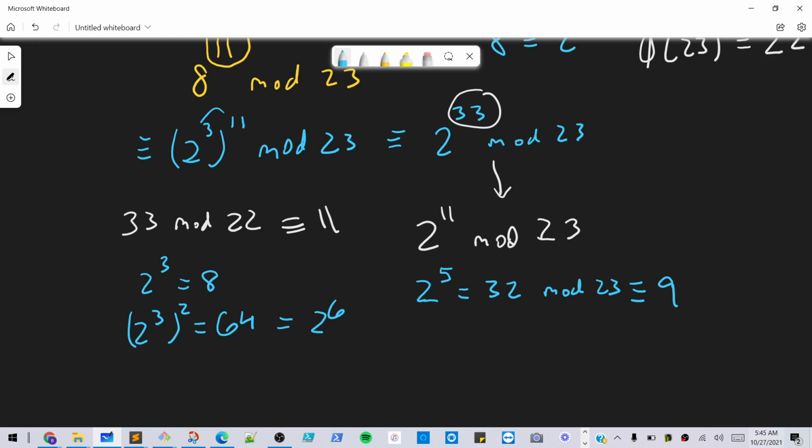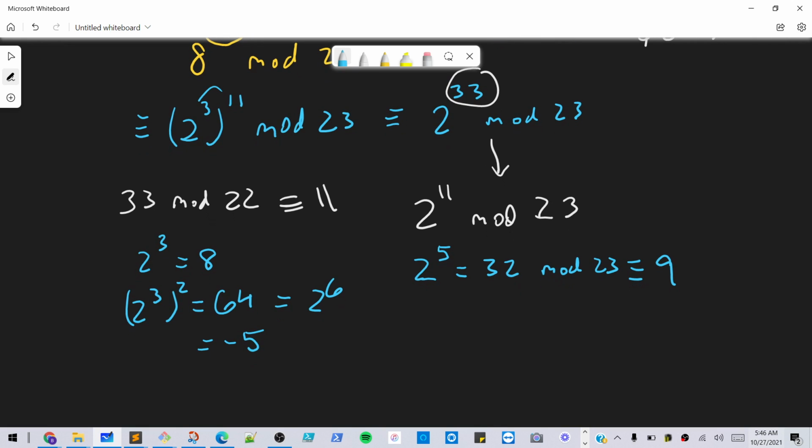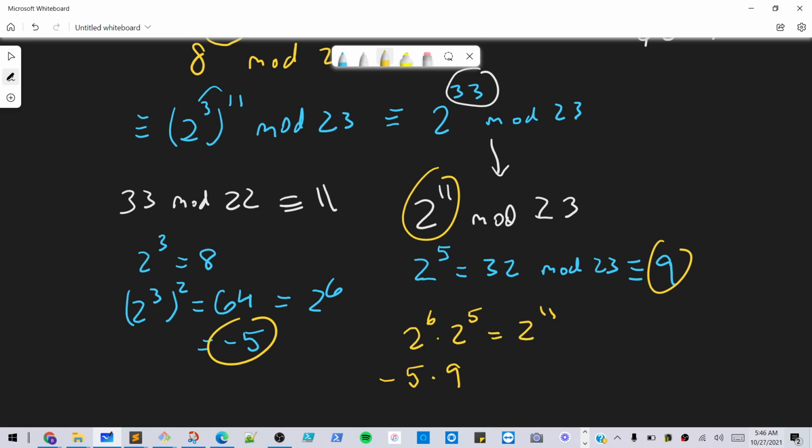And then let's reduce this 64. 23 times 3 is 69, so 64 is actually going to be the same as negative 5. Then to finish off, to get to 2 to the 11, we can use 2 to the 6 times 2 to the 5 is 2 to the 11. So we multiply minus 5 from here times our 9, and that's minus 45. But we want this mod 23.